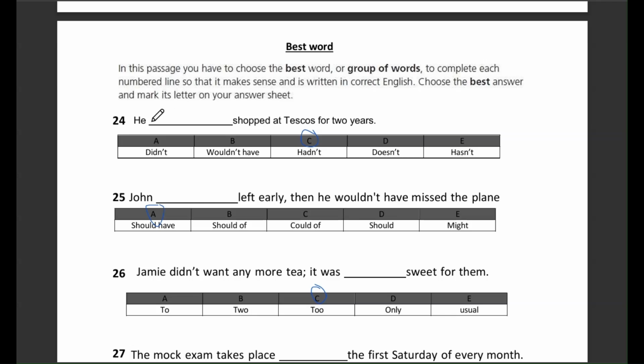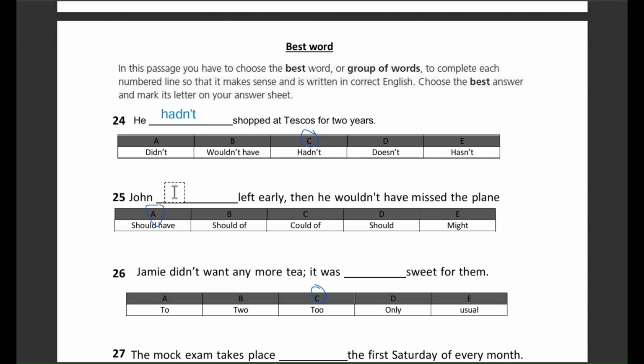Best words section. Okay, so first up we have question number 24. The sentence is, "He blank shopped at Tesco's for 2 years." The options are A, didn't, B, wouldn't have, C, hadn't, D, doesn't, and E, hasn't. The correct answer is C, hadn't. Now, why is that? Well, the sentence is talking about something that did not happen in the past. Hadn't tells us that. It means he had not shopped at Tesco's for 2 years.